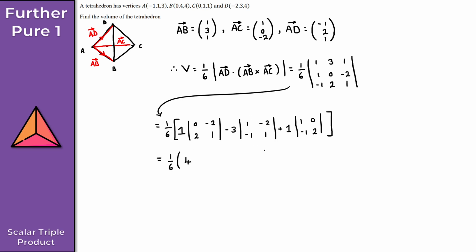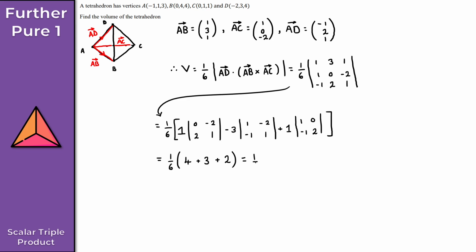This 2 by 2 determinant here is 1 times 1, so that's 1. We then minus 2 times minus 1. So what I get here then is minus 1, but because we times it by minus 3, minus 3 times minus 1 gives us positive 3 there. So plus 3. And then finally we have this 2 by 2 determinant here. So 1 times 2 is 2, minus 0 times 1, we get plus 2 there. Okay, so what I've got here then is 1 over 6 times 4 plus 3 plus 2. So this bracket evaluates to 9.